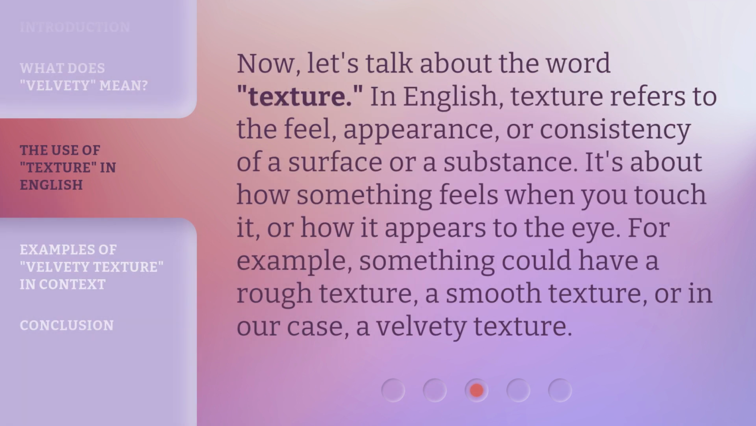Now, let's talk about the word texture. In English, texture refers to the feel, appearance, or consistency of a surface or a substance. It's about how something feels when you touch it, or how it appears to the eye. For example, something could have a rough texture, a smooth texture, or in our case, a velvety texture.